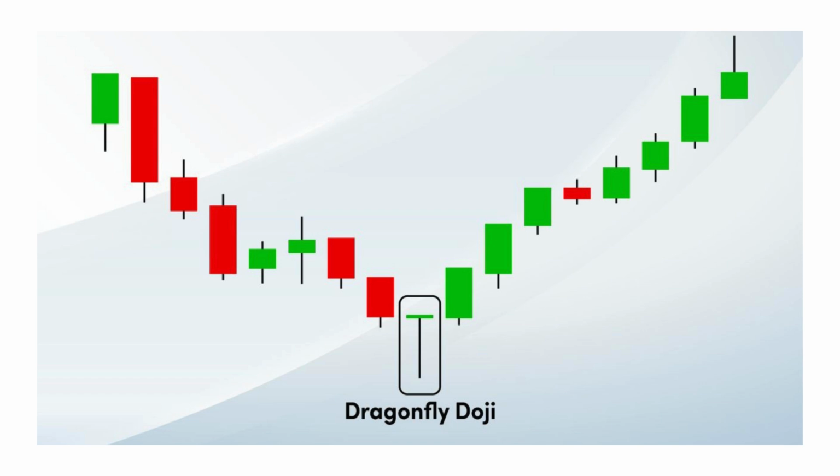The dragonfly doji is a powerful candlestick pattern that signals a potential bullish reversal, especially when it appears after a downtrend. What it looks like: the open, high, and close prices are almost the same or very close. It has a long lower wick shadow, no upper wick or just a tiny one. It looks like a T shape.